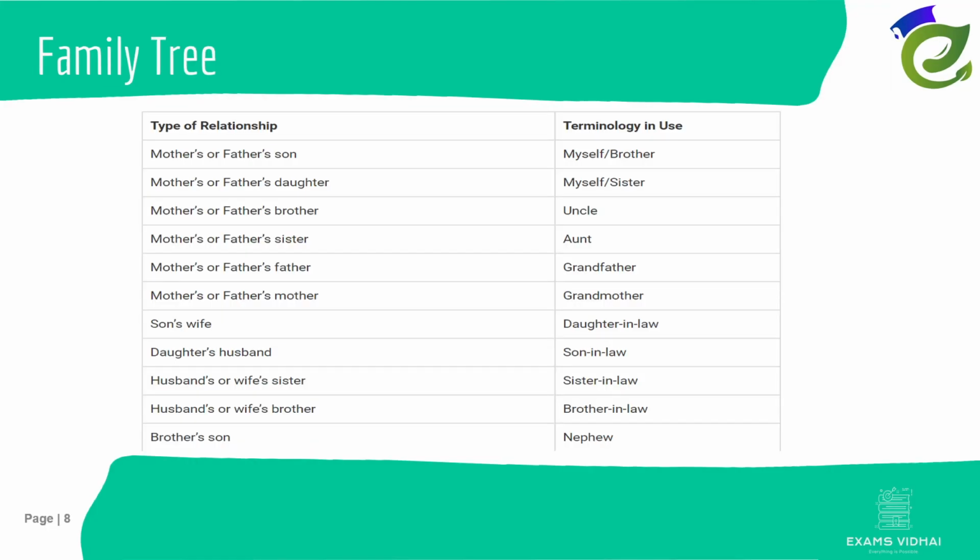Here are the various terms which are used to denote a relation. For example, mother's or father's brother is called an uncle. Similarly, mother's or father's sister is called an aunt. There are various such terminology in use. I would like you to pause the video and go through all these terms thoroughly.